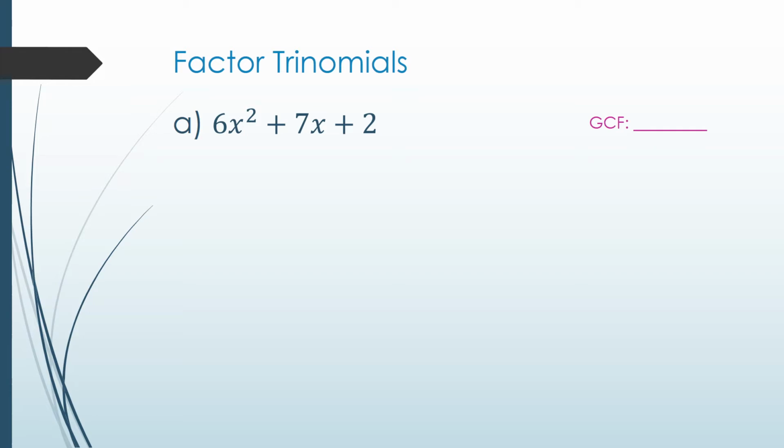Next, we want to see if there is a GCF. Well, we have the numbers 6, 7, and 2. The only number that can divide evenly into these is 1, which means we do not have a common factor. So now we move on to step 3.